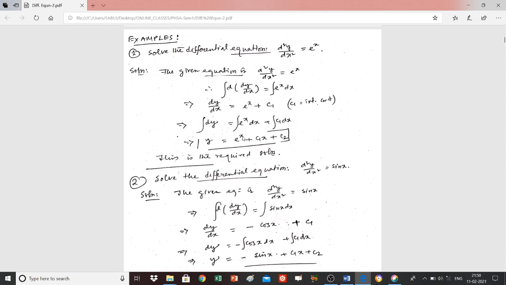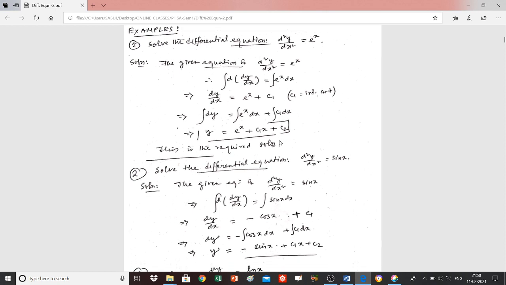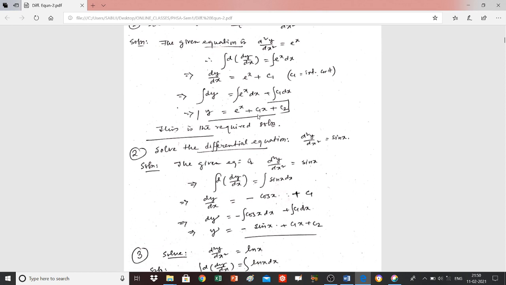So in this case we obtained two constants. So this is the solution: y is equal to x plus c1x plus c2. Now solve the differential equation d2y by dx square is equal to sin x.